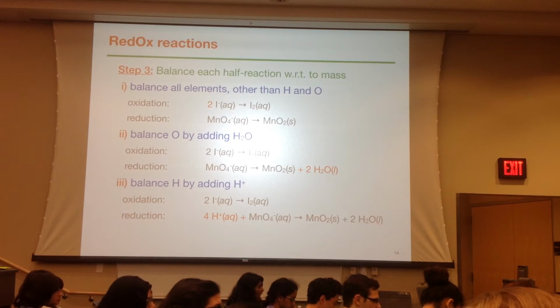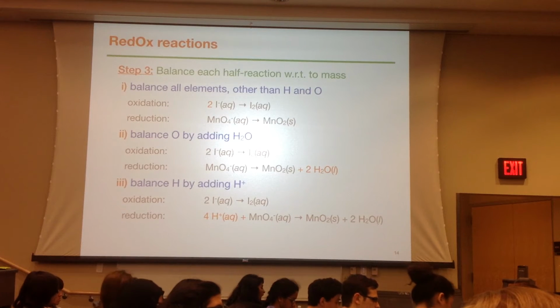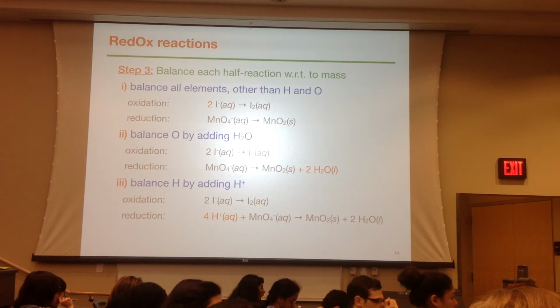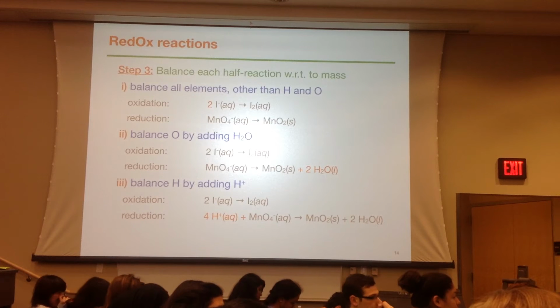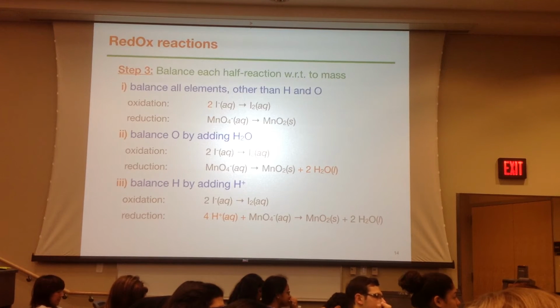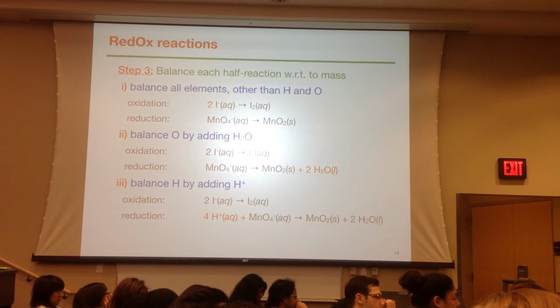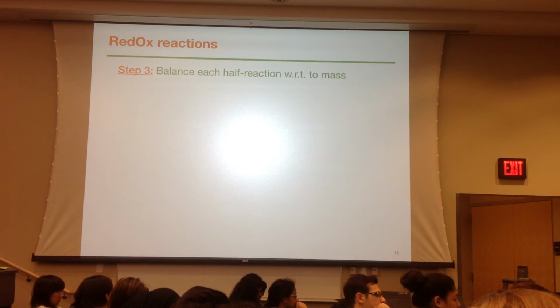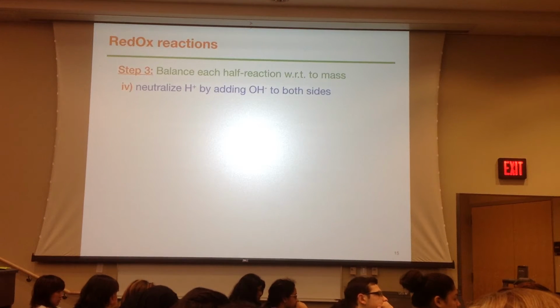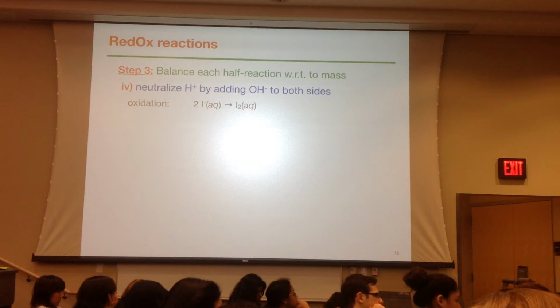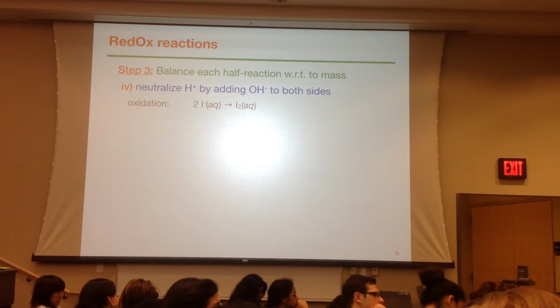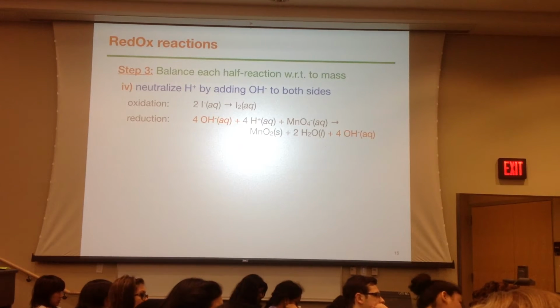So what I'm going to have to do is add enough hydroxide to neutralize those 4 hydroniums. And I'm going to have to add it to both sides, because right now it's perfectly balanced with respect to mass. If I add hydroxide to one side, what happens? My oxygen is now going to be unbalanced. So I have to add the hydroxide to both sides of my reaction. Neutralize that excess hydronium by adding hydroxides. There was nothing to do on the first one. Second one, I have to add hydroxides to both sides.